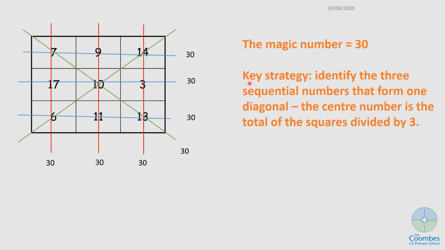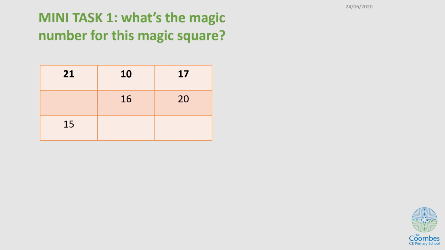Now there's a key strategy. You identify the three sequential numbers that form one diagonal. The center number is the total of the square divided by 3. Now, this is a mini task, and I want you to pause the video and solve the magic square here. We'll look at the answers in the next slide.